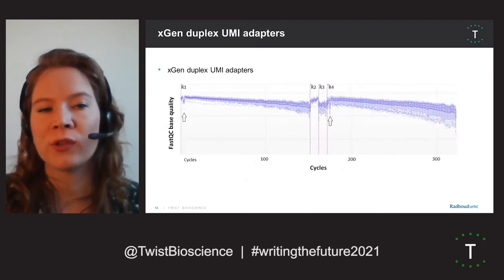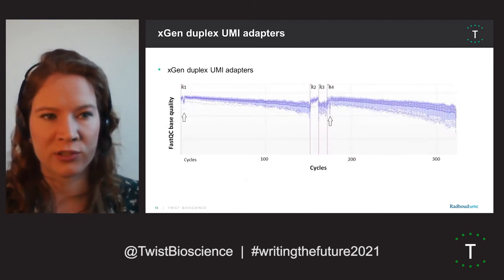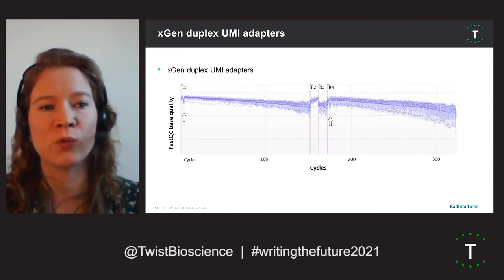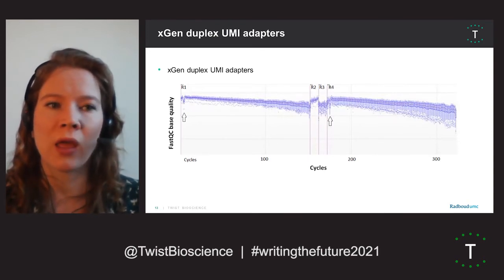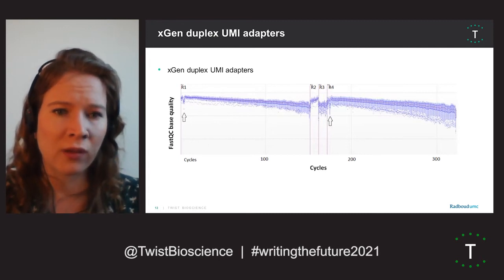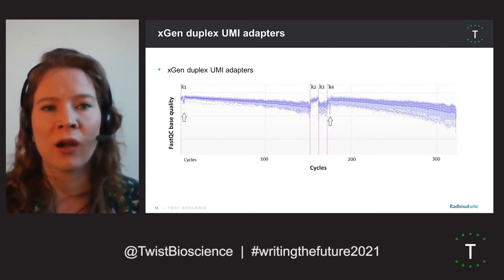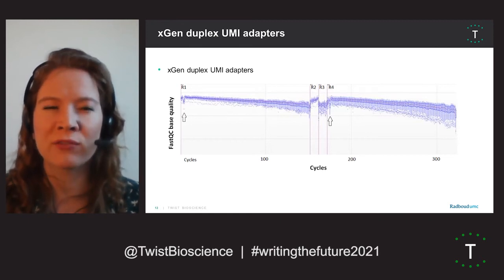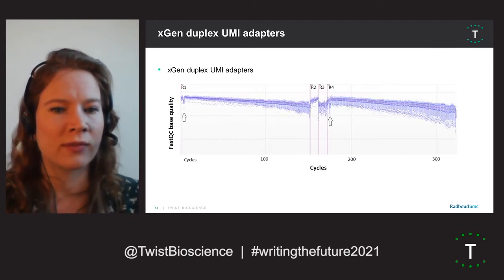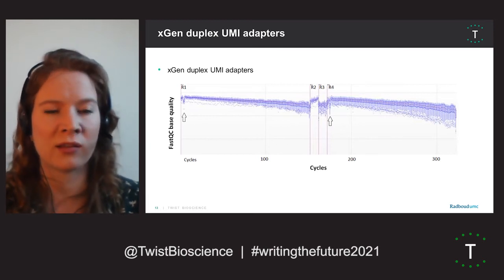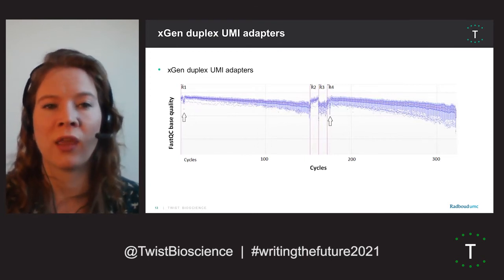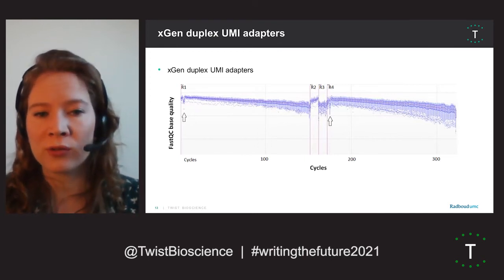We also looked into the quality of the UMI adapters. So on the y-axis you see the FASTQ base quality with the number of cycles that we have mapped. And you can see for the R1 and R4, at the arrows where the UMI starts, that we have a drop in quality. This has an influence on the quality score over our bases in the downstream analysis and may result in these regions being dropped out.